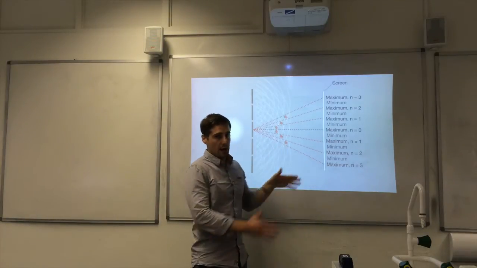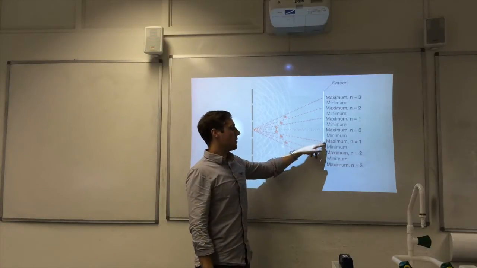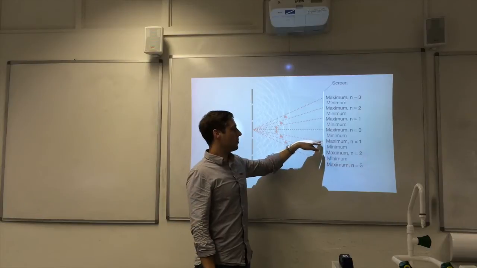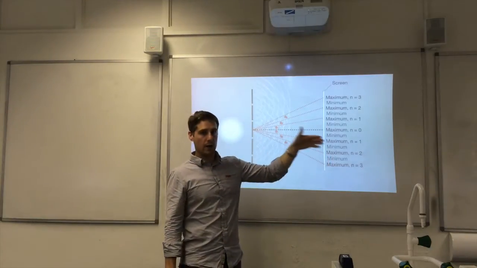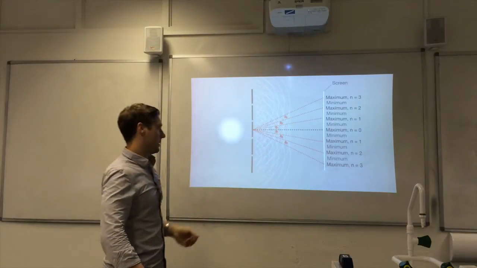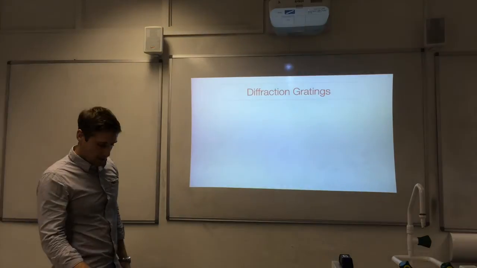As I said, with white light, you're going to have all of the colours spread out, so you wouldn't be able to do this experiment with white light. You would need to use a single colour like red or blue or green, something like that. And then you can use that to calculate wavelength.